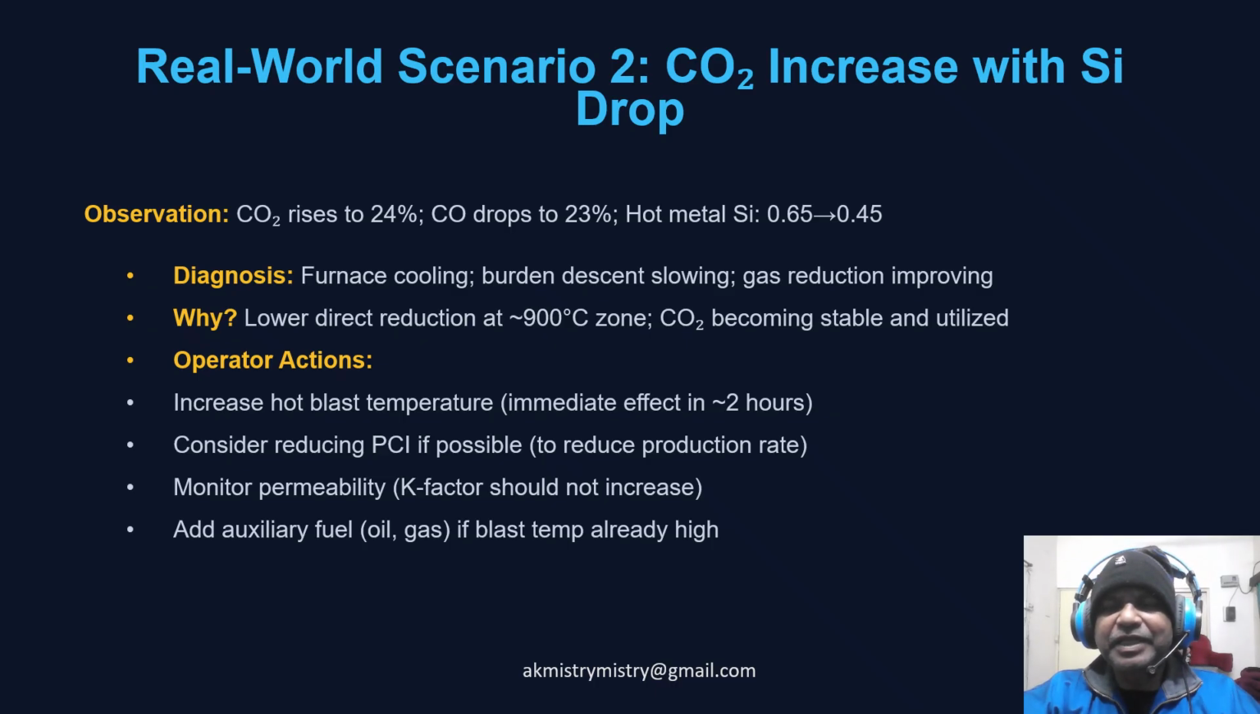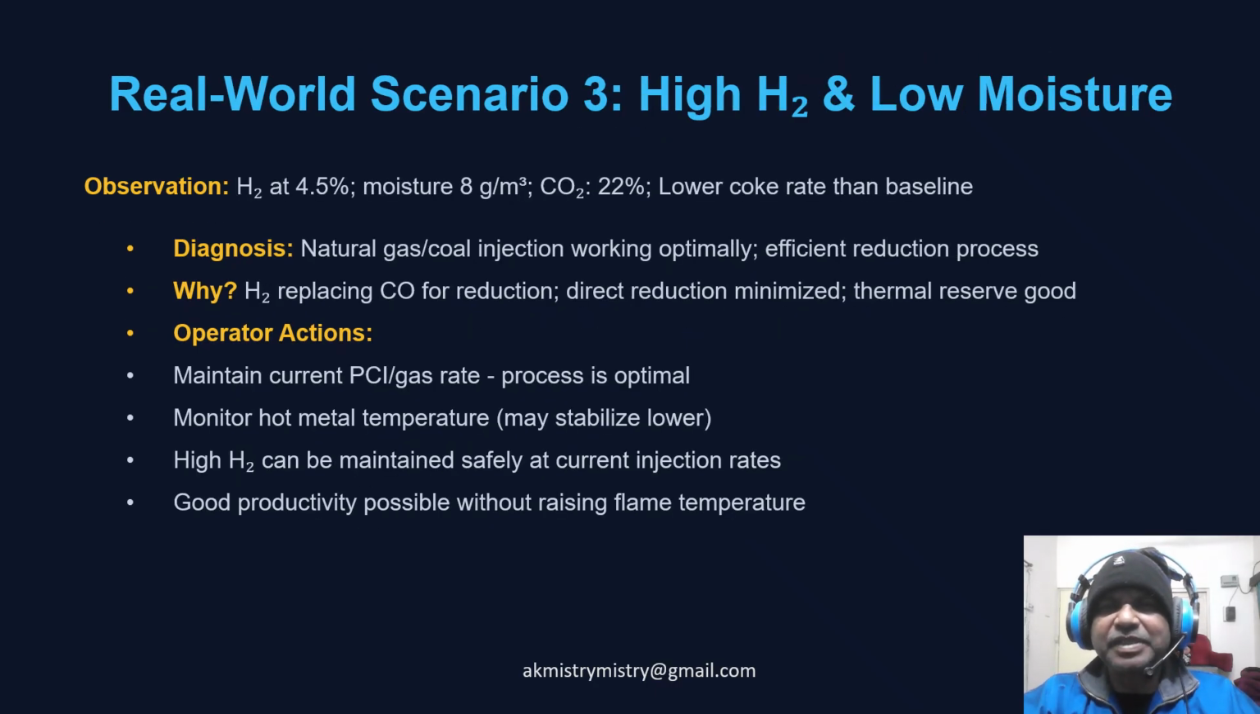Now, in the third scenario, we will see that hydrogen is around 4.5%, blast moisture about 8 grams, and CO2 near 22%, and coke rate lower than the baseline. This combination usually means that natural gas or coal injection is working optimally and overall reduction is very efficient. Hydrogen is replacing part of the reduction work done by carbon monoxide. Direct reduction is minimized and the thermal reserve zone is strong.